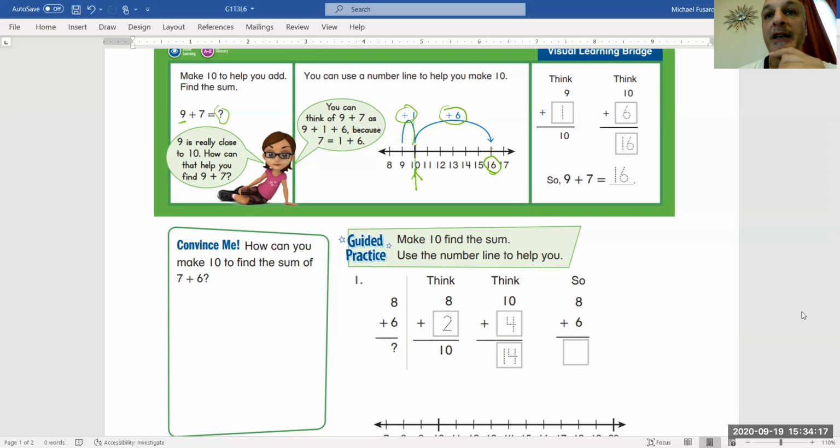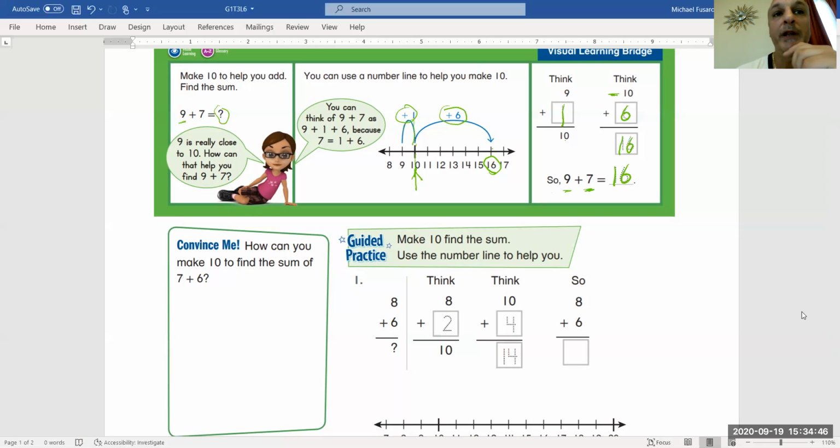So we're gonna think 9 plus the 1 gives me the 10. So now we took that 1 from the 7, and that leaves us 6. So we take our 10 and add the rest of the 6, and we know that 10 plus 6 equals 16, okay? So that must mean that 9 plus 7 also equals 16, okay?